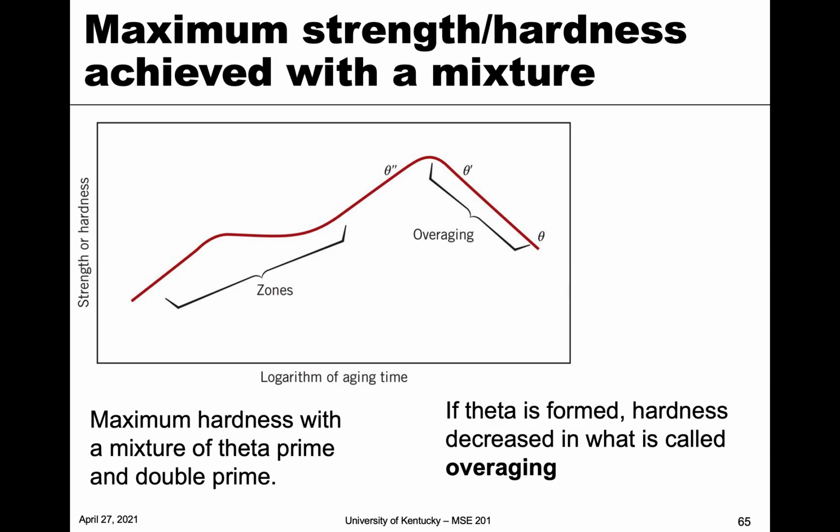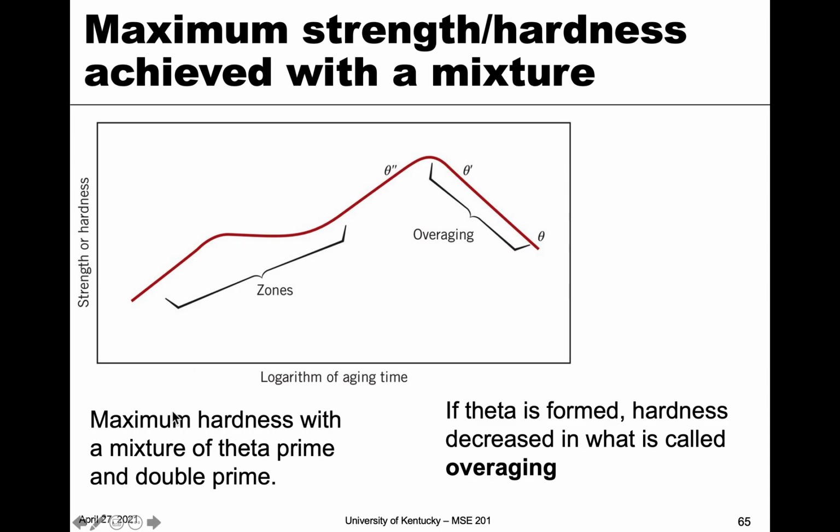So there's actually quite a bit going on when we do this precipitation hardening, because in this case, we don't have just the equilibrium phase, which is theta. We actually have the double prime, which we just showed, and we also have a single prime as well. So there's actually a lot of different phases happening, as well as what we call zones, which is something that's not quite a phase yet.